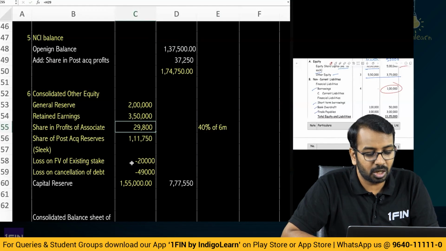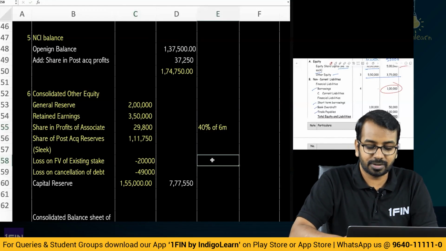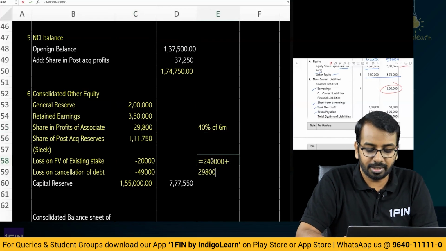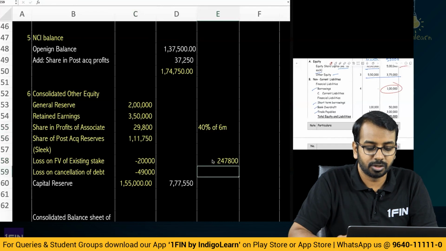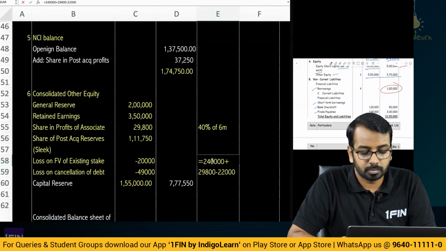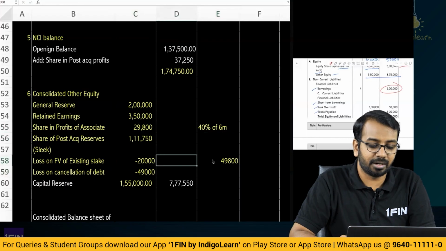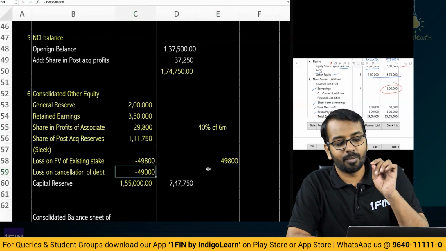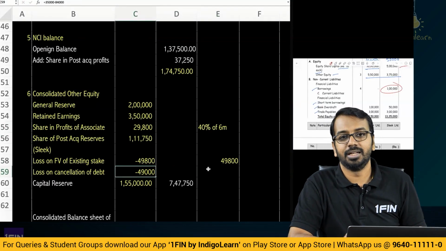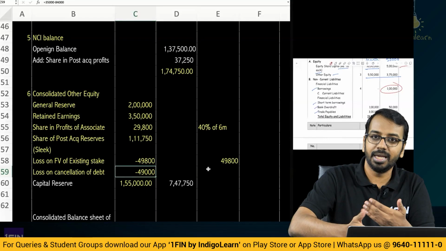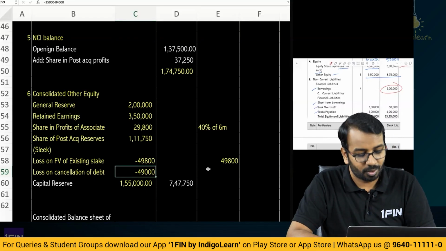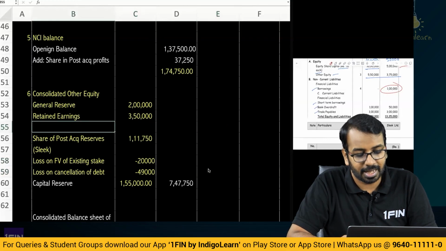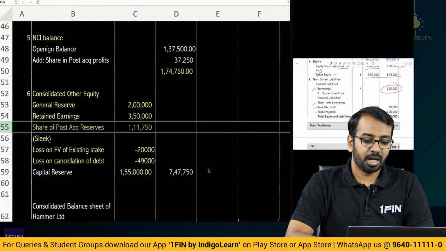So, while calculating the loss on existing stake, I would have said 2,40,000 plus 29,800 minus 2,20,000. It would have been 49,800. So I would have done minus 49,800. So the number would still be back to 747,750. This number would not have changed. Okay, I think that is why the institute has not done that particular accounting. So we will also not do that accounting. 747,750 is the number, and that is how we will continue. Okay, a very good question.